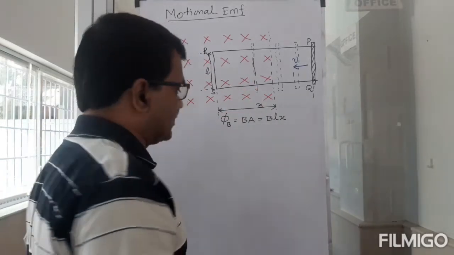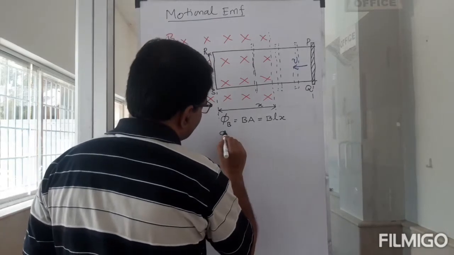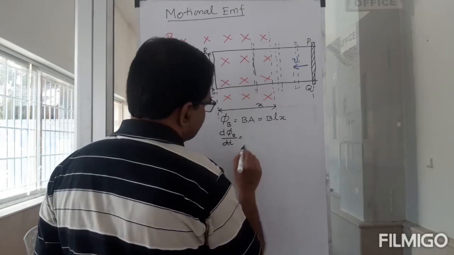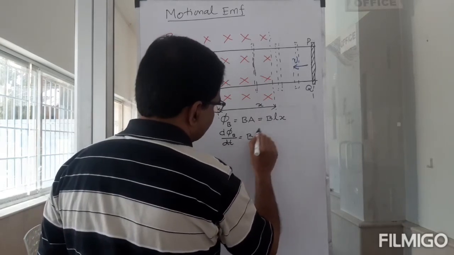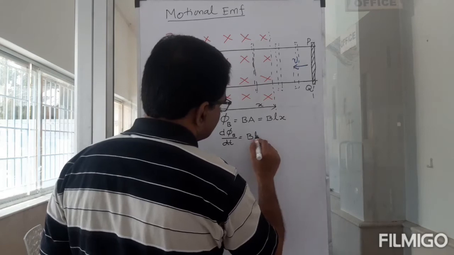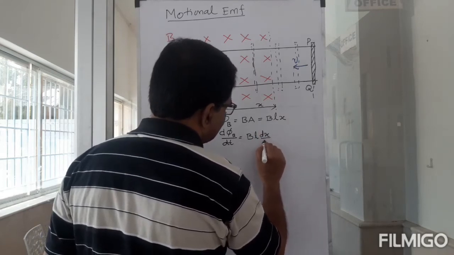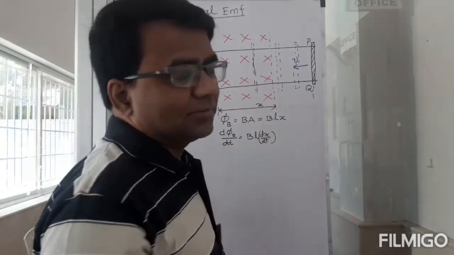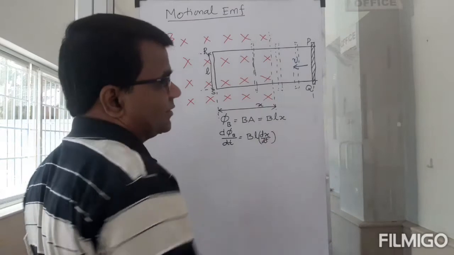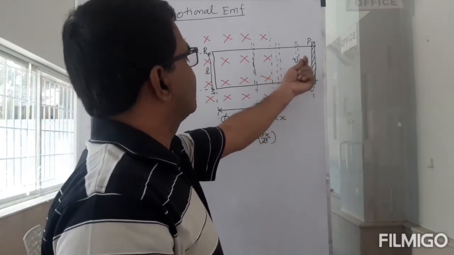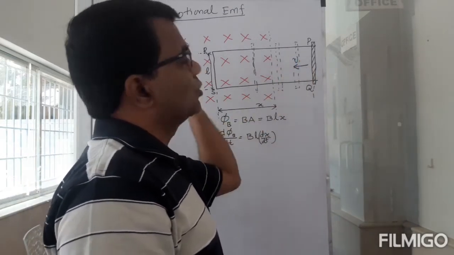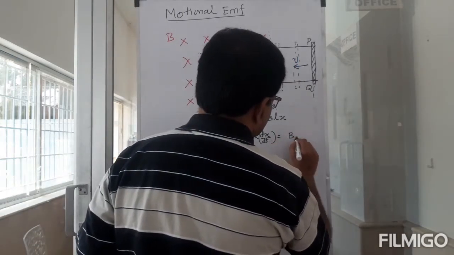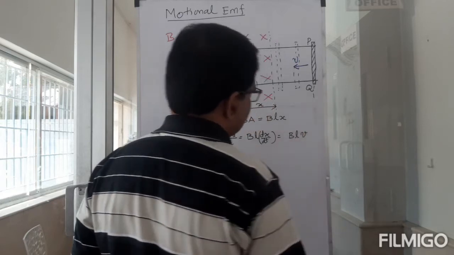Then what's the rate of change of flux? d phi by dt is equal to B, which is a constant, I told you. L is also a constant, it's not going to change. But then you will have dx by dt because x is changing. But what is dx by dt? dx by dt would be the speed, the velocity with which you are bringing the rod towards this. So that would be B L into V.